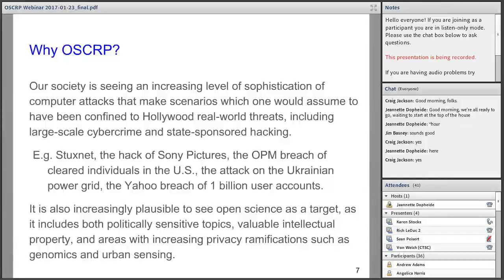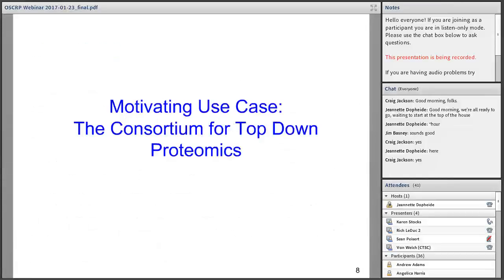Some of that information was supporting security clearances, so it was pretty deep and pretty personal. Last year, the Yahoo breach of 1 billion users. So they're big, they're serious, they're organized. These examples are not from open science projects, but it's pretty plausible to see that open science may increasingly also be a target for these kinds of attacks, particularly as I mentioned, there are politically sensitive kinds of research being done, and some pretty serious privacy concerns around genomic data, urban data, things like that. So that gives a background for the motivation of the risk profile from a scientist's perspective.